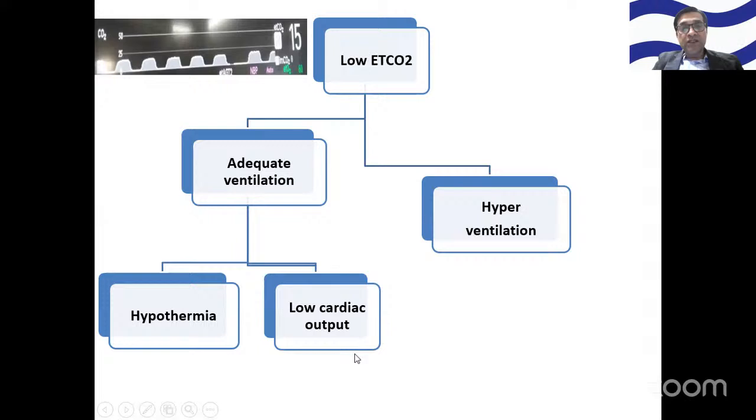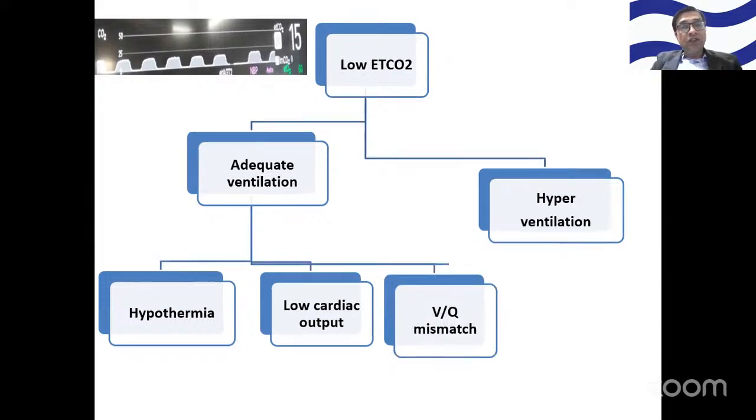Now, how can you diagnose this? Hypothermia you can diagnose with temperature monitoring. For low cardiac output, when you see the ABG analysis, you will find a high gap between the alveolar CO2 and the arterial CO2, which will be very high. So from that you can identify it. Or it could be V/Q mismatch. So a certain part of the lung is not getting ventilated, or not getting perfused, and that is causing the low EtCO2, maybe because of collapse, consolidation, or hypoventilation.